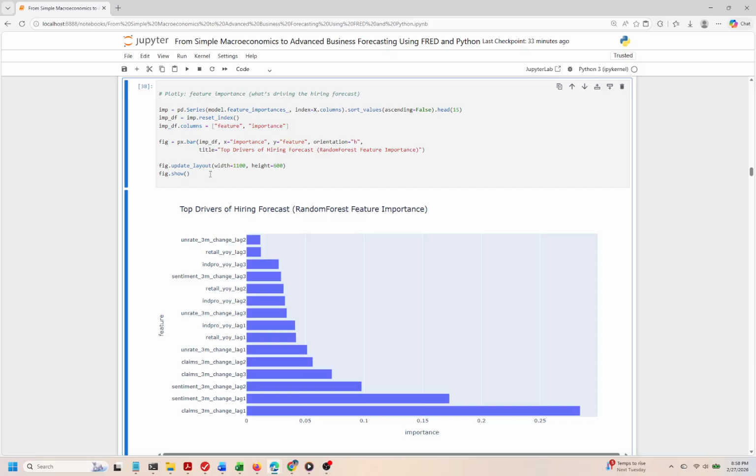As we move into the next cell, we will likely build upon these insights by exploring how these key features manifest in our actual hiring forecasts. This will help us validate our assumptions and refine our strategy moving forward.